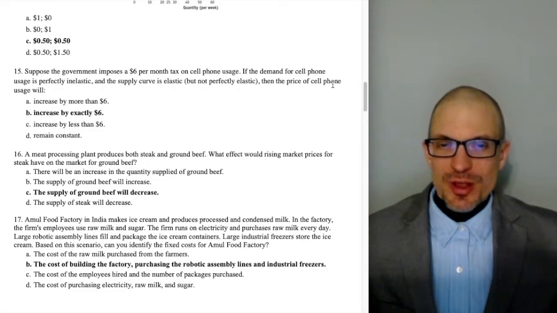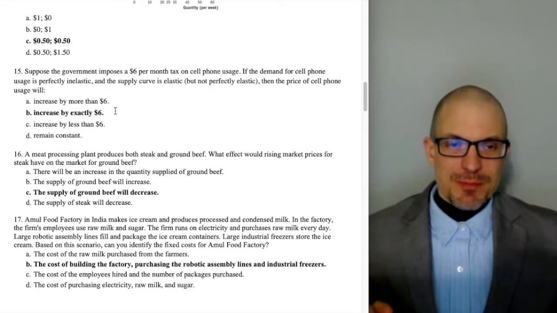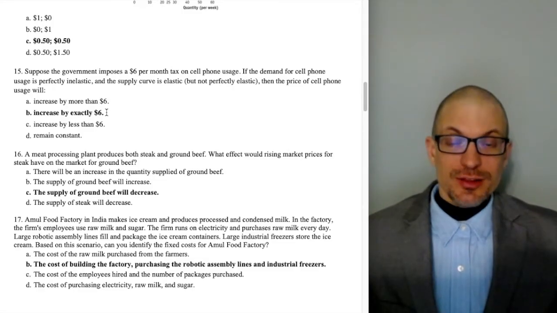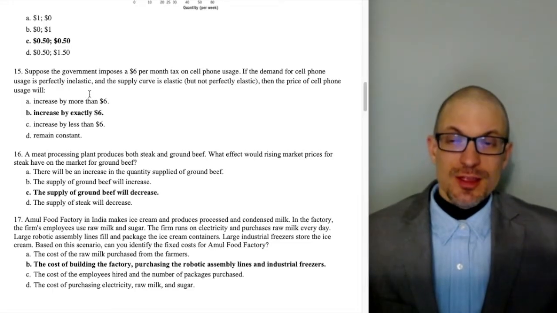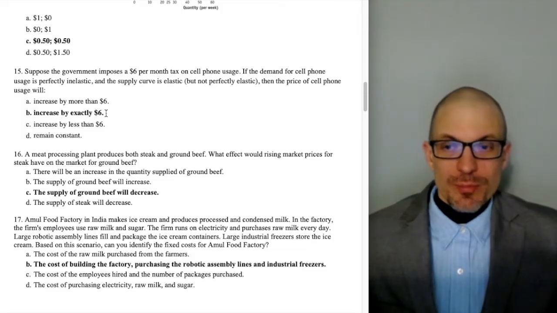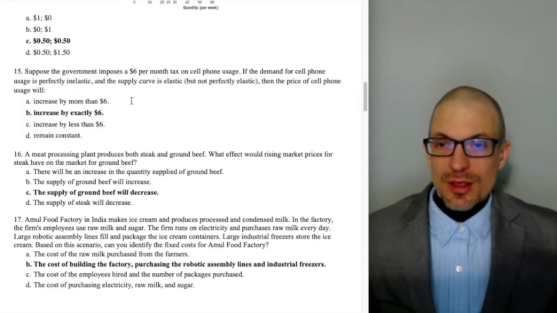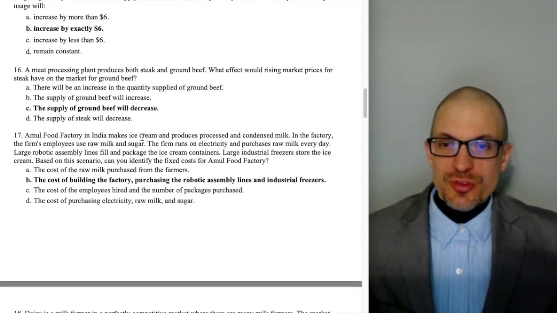So what's going to happen to the price of cell phones? Well, the price paid by buyers will rise exactly $6 because, as we said before, if demand is perfectly inelastic, buyers are bearing all of the burden of the tax, which means PB is going to rise exactly by the amount of the tax above P star, above the equilibrium price, right? So that's 15.